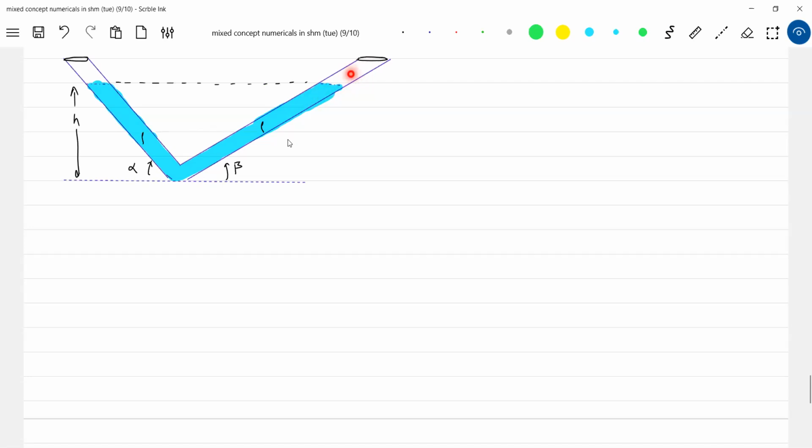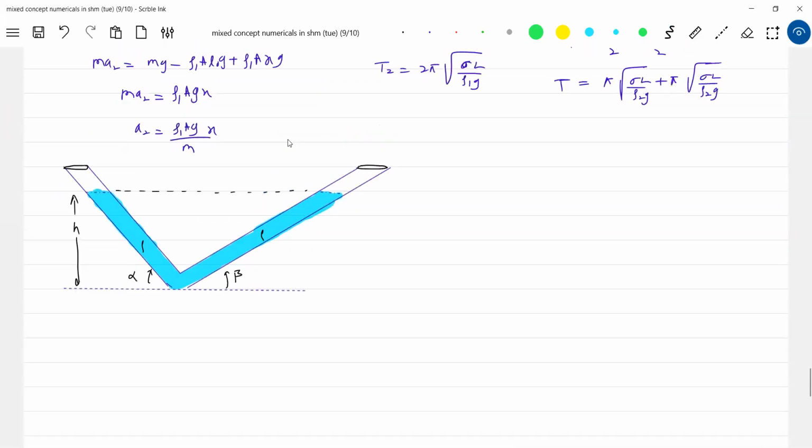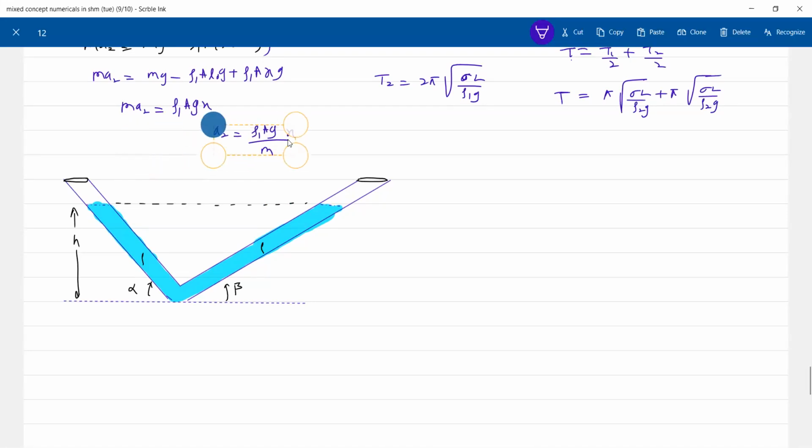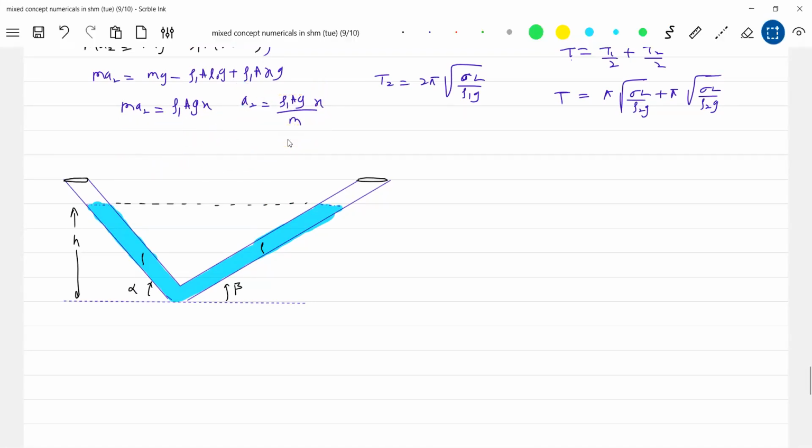Then it's going to execute SHM. We have to find out that particular time period. Okay, get into the problem now.